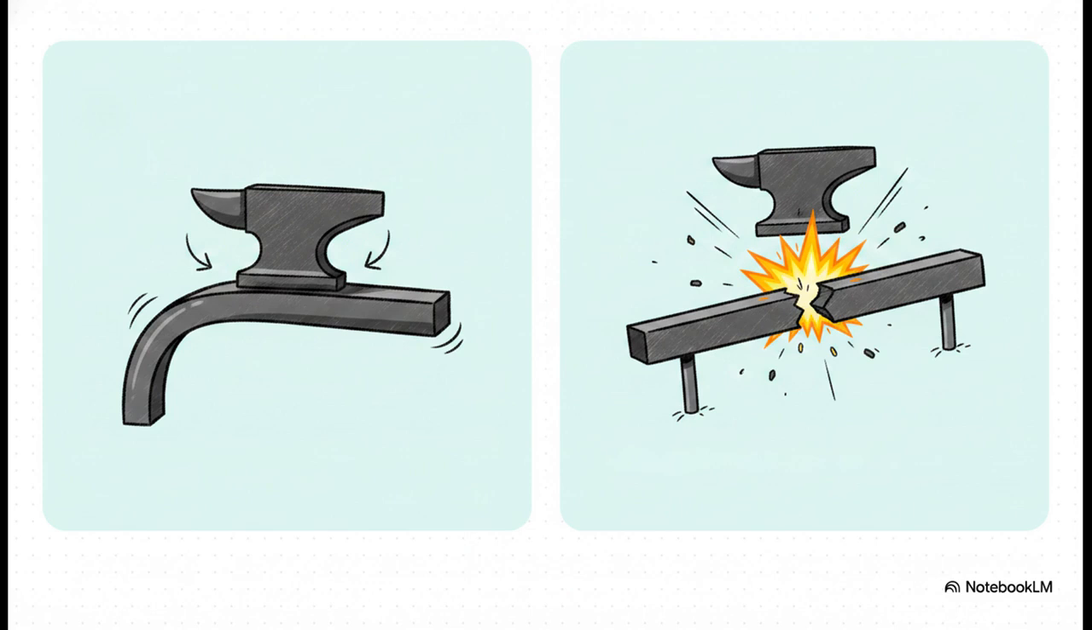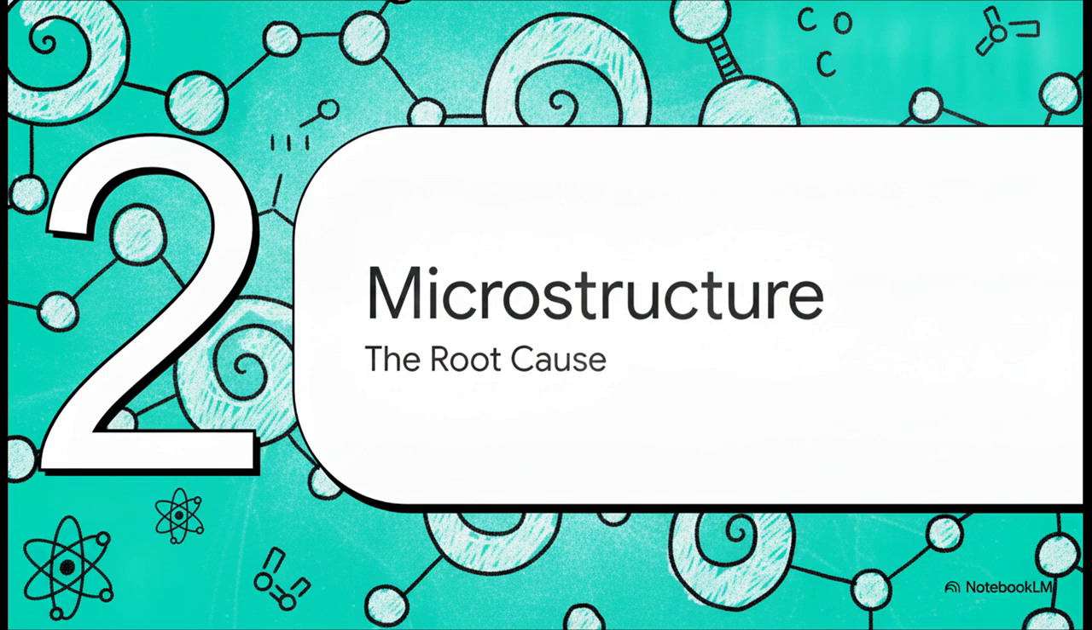Think of cast steel as a familiar, forgiving friend. It's basically standard steel that just happens to have been poured into a mold, which means it can still deform under stress. But cast iron is a stubborn antagonist. It is chemically hostile, it is brittle, and under heavy stress, it doesn't bend. It just snaps.